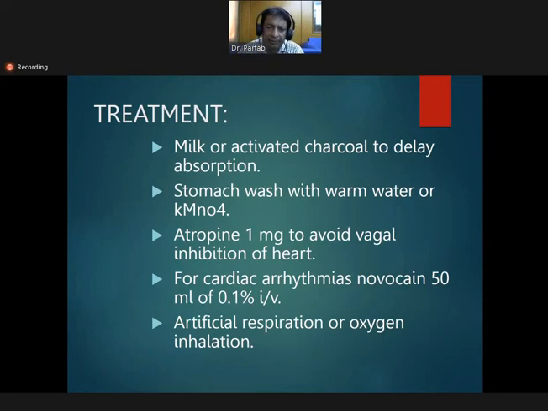Novocaine 50 ml of 0.1 percent concentration IV you can give. These are supportive treatment, not specific treatment: artificial respiration, oxygen inhalation, and putting the patient on the ventilator. So these are the supportive treatment, and early treatment is with KMNO4 or warm water to make the poison inactive, and milk or activated charcoal. So this is the treatment for the aconite root.